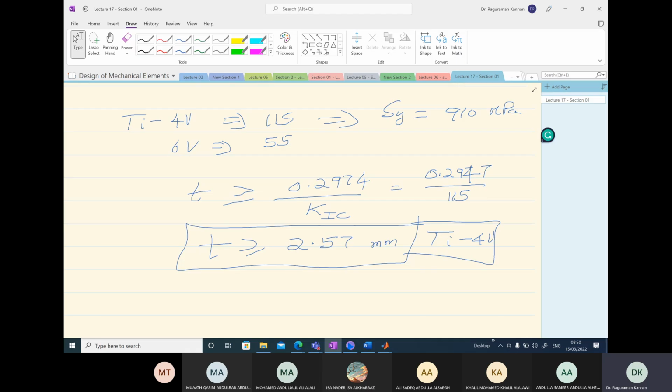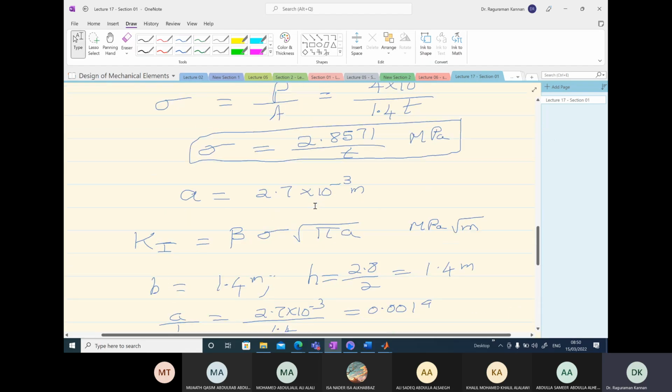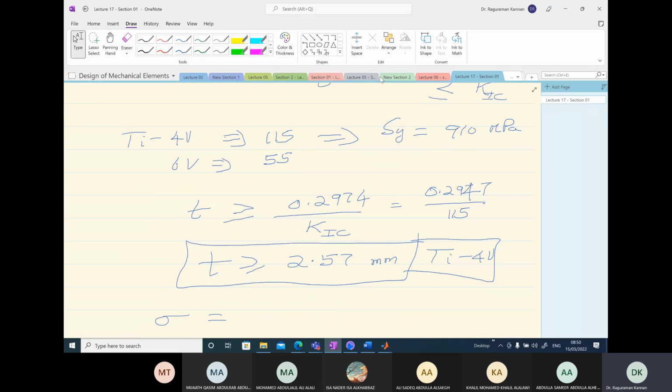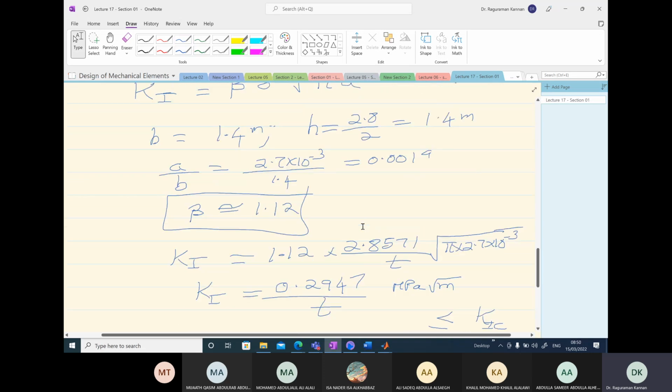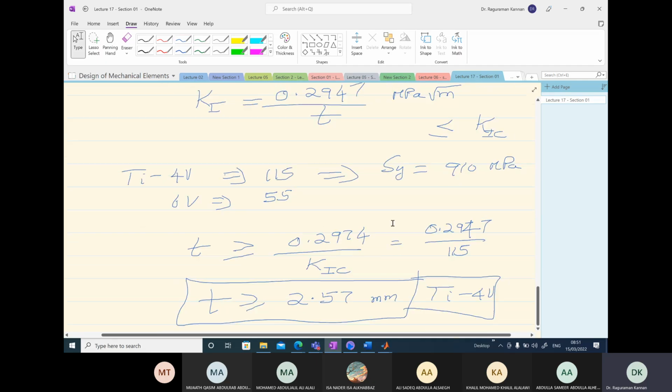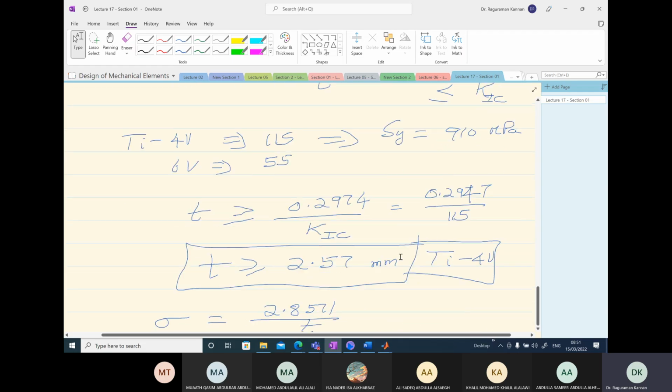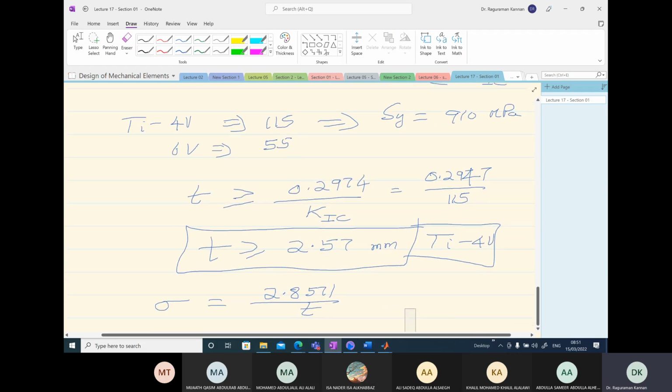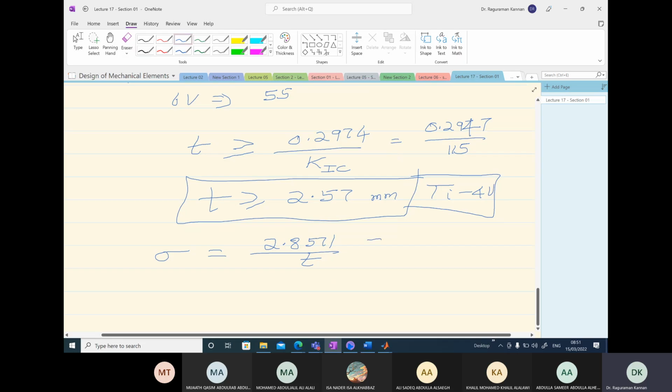Okay. So let's calculate the stress. Stress, we have already seen the formula. Formula is 2.8571 over T. Okay. And we have to substitute T in meters here, or no? Yes, in meters. So we need to be careful. T in meters. Okay, so let's calculate.